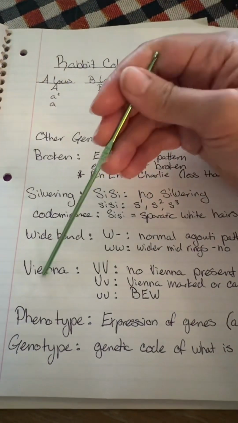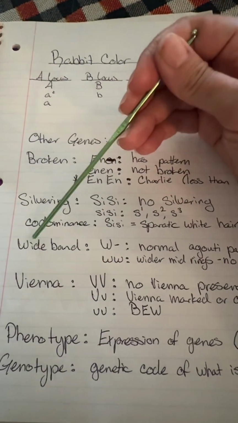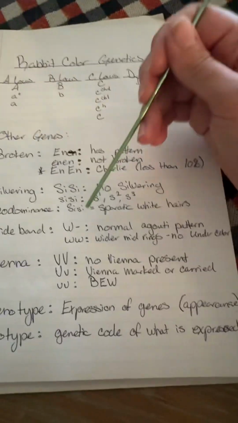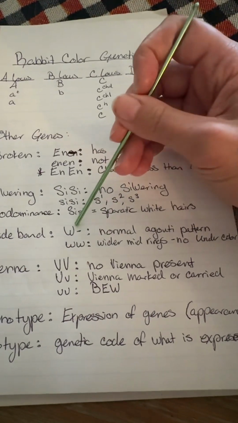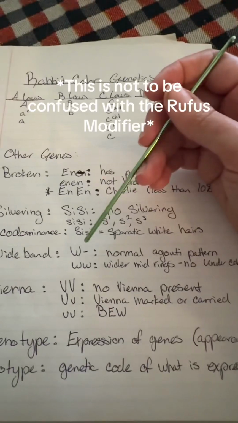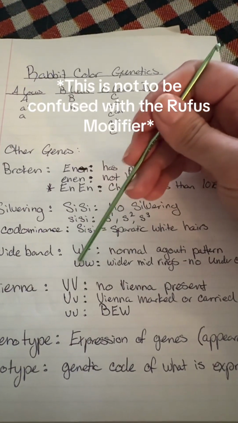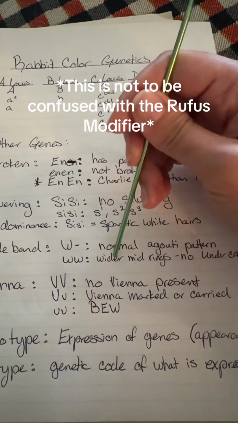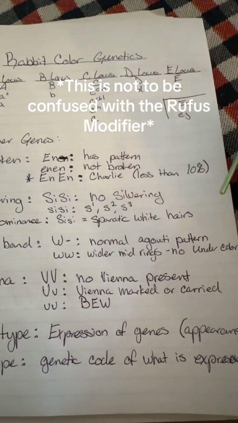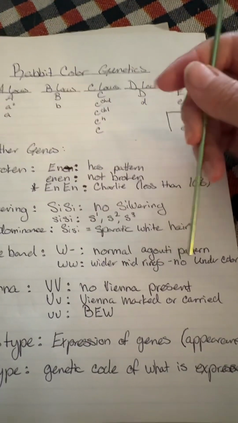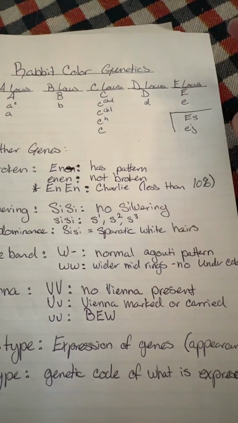Lastly, for this video, I'm not going to get into Vienna next. I'll do that in a different video, but lastly for this video is your wideband. And that is another recessive trait. Wideband is going to produce things like your reds, like those deeper reds. That is expressed with a double recessive, and that's because that double recessive creates wider rings in that agouti pattern. It's also going to produce no undercolor. So the underside of the rabbit is not going to have that color saturation.